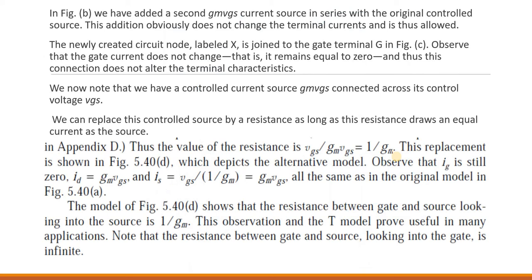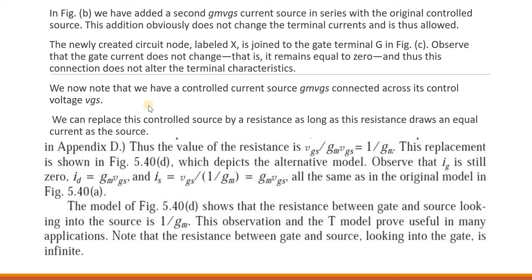So in the second figure, we have added a second Gm VGS current source in series with the original control source. This addition obviously does not change the terminal current and is thus allowed. The newly created circuit node, X, is joined to the gate terminal in the third figure, figure C. Observe that the gate current does not change; it remains equal to 0. Thus, this connection does not alter the terminal characteristics.